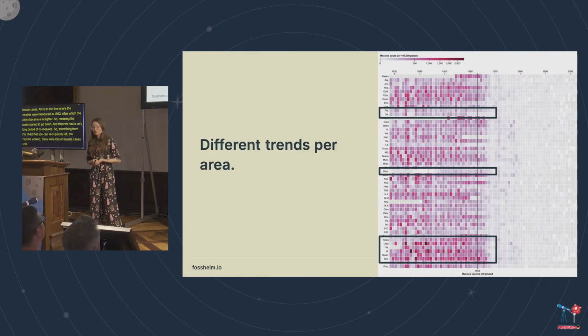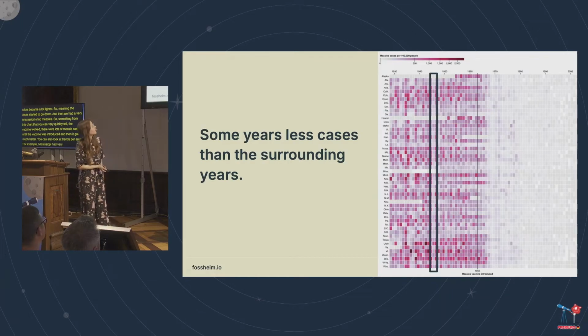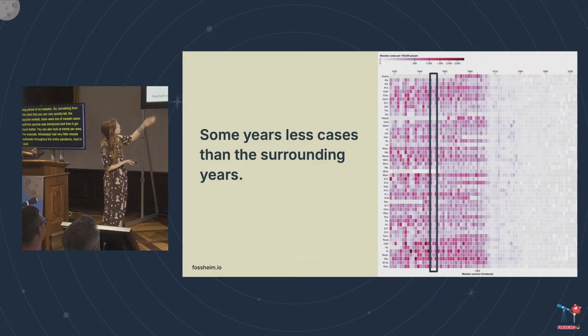You can also look at trends per area. For example, Mississippi had very little measles outbreak throughout the entire period. And in 1945, maybe it was related to the end of the war, I don't know, but suddenly there was also one year with very little outbreak.